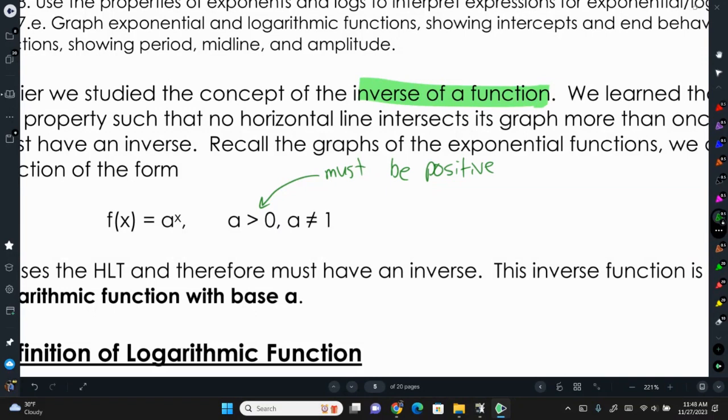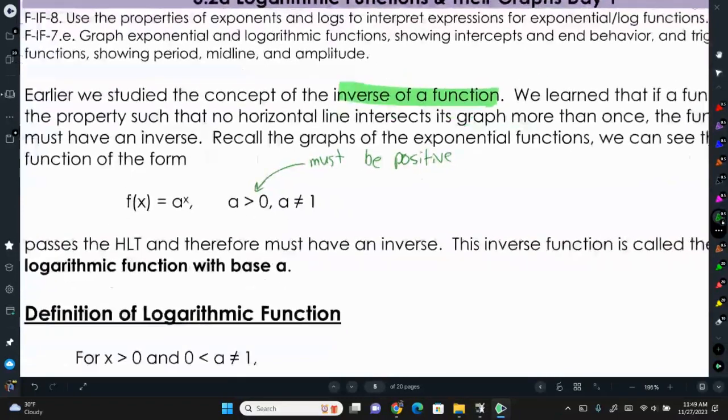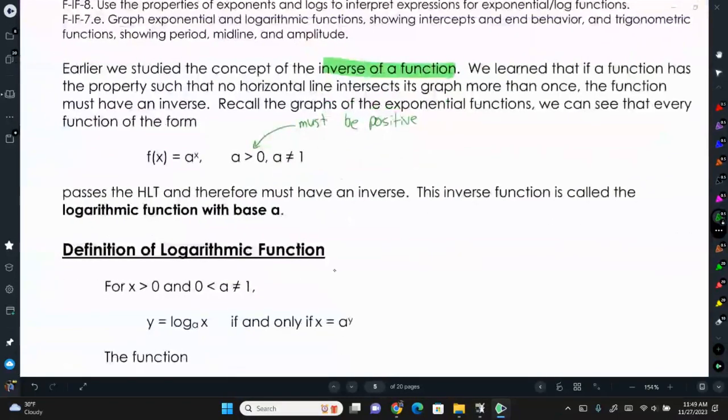So we have to remember, though, that when we talk about inverses, the domain of the original becomes the range of the inverse. So we got to keep that in mind when we talk about logarithmic functions, that these are inverses. And like I said, the inverse of an exponential is called a logarithmic function.